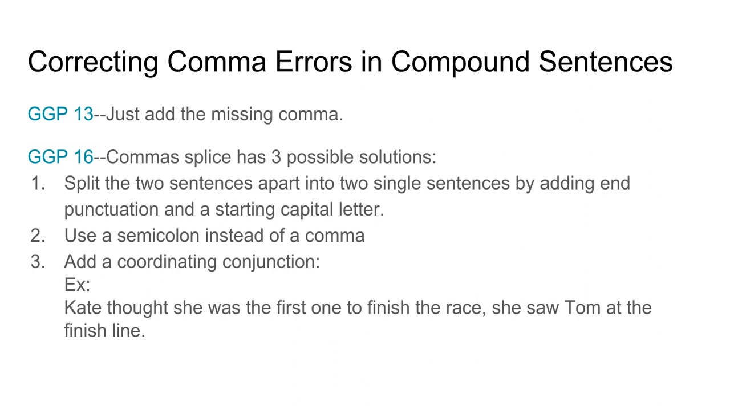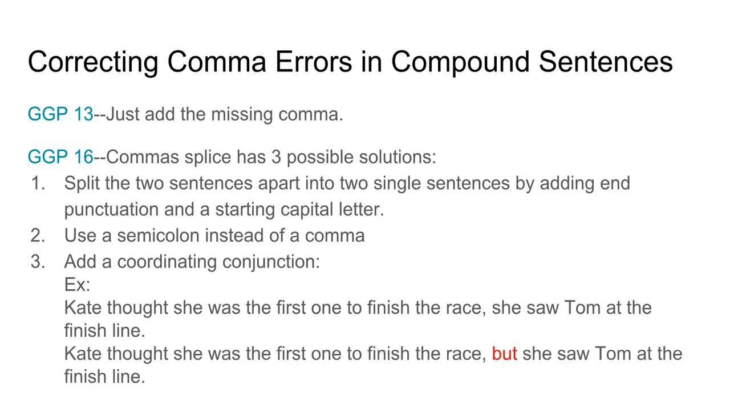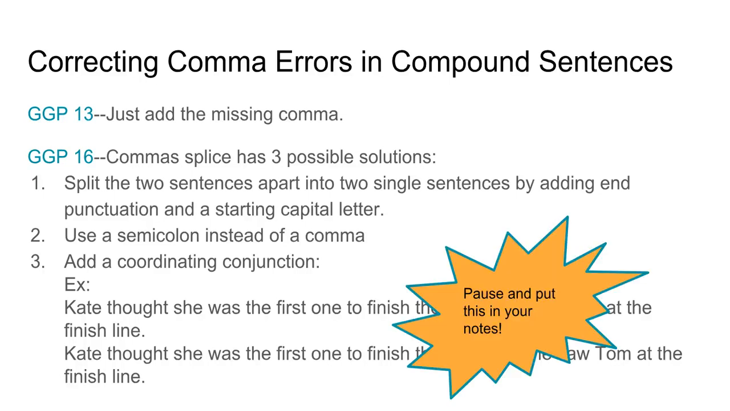For example, Katie thought she was the first one to finish the race, she saw Tom at the finish line becomes Katie thought she was the first one to finish the race, but she saw Tom at the finish line. So this is obviously the solution we're focusing on for today, adding a coordinating conjunction to a sentence with a comma splice. Make sure that when you choose your coordinating conjunction, you pick one that makes sense. Since Katie was not expecting to see Tom, we need but, because that's a contradicting coordinating conjunction. And would not work because that would be something she expected to see. So pause and put all of this in your notes.